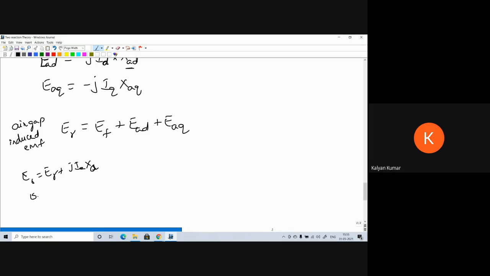So same formula we got here. Er equal to E0 minus j Ia Xa. So the same formula is what we are representing here for Er.